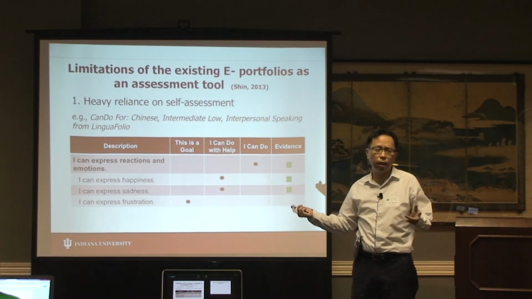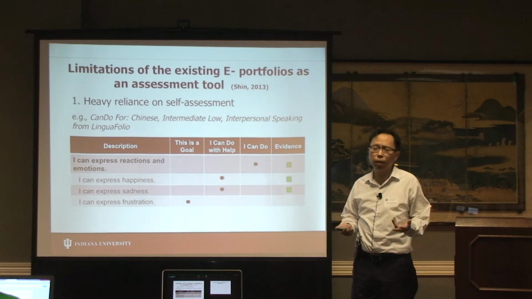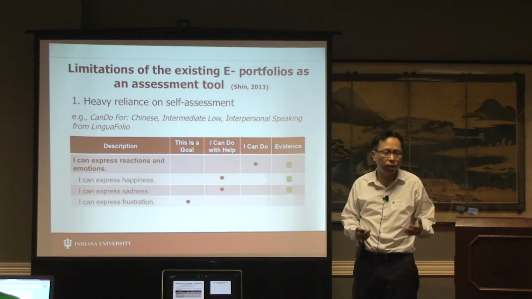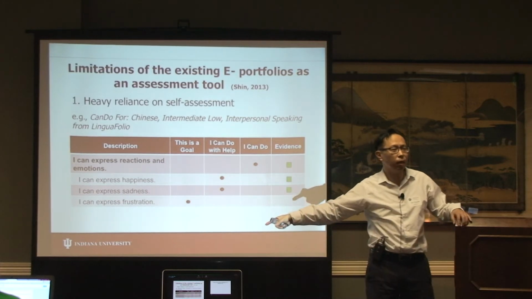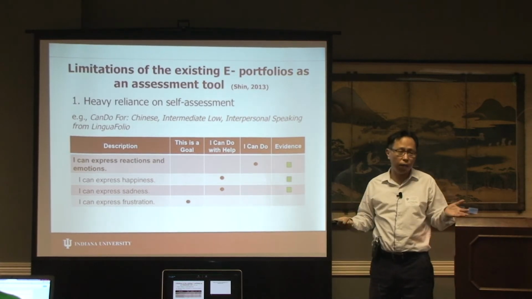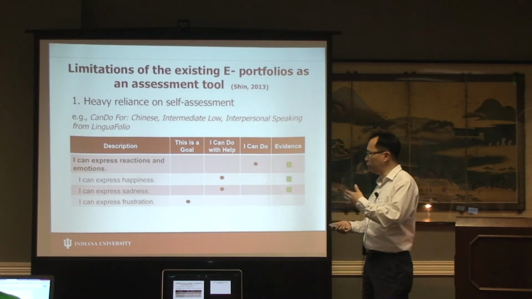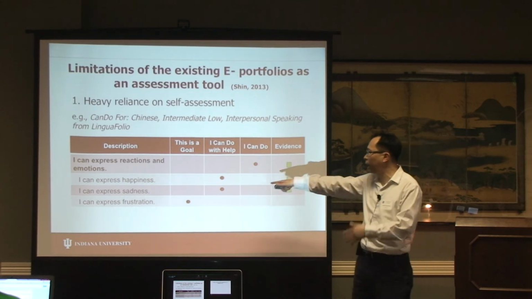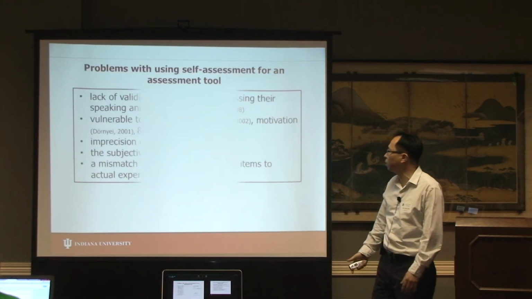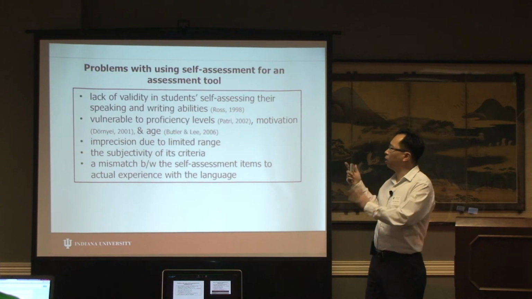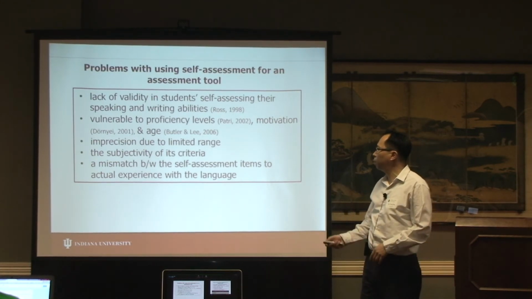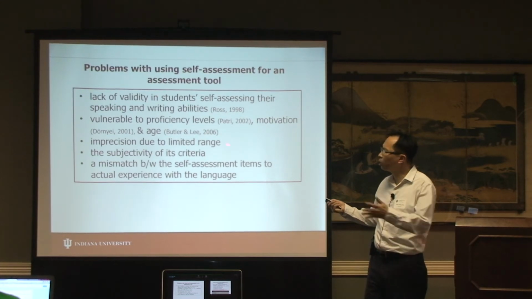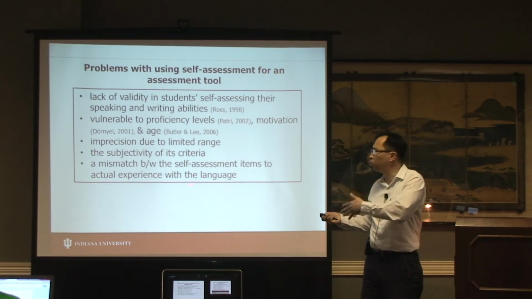So a student might say, well, I can express my frustration, like say, darn it. So it's, yes, I can do it, right? But that could be misleading, right? So that's why you need to have conferences with the teachers to make sure of what you mean by expressing frustrations. And there are also other problems. I don't want to talk more about that, but there are some issues mostly related to the self-assessment tools.